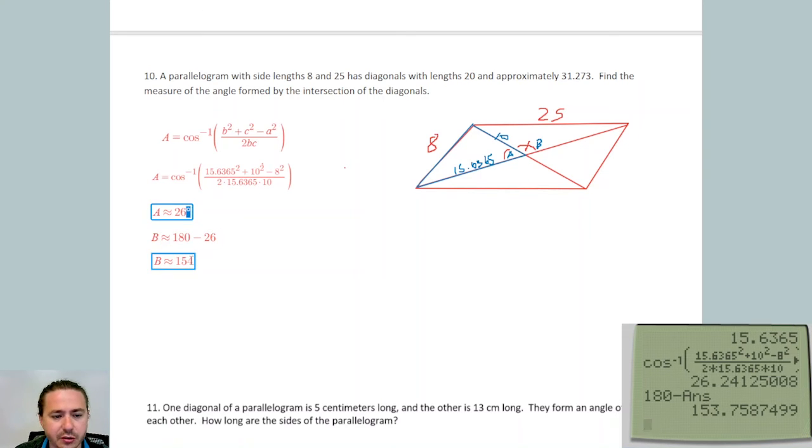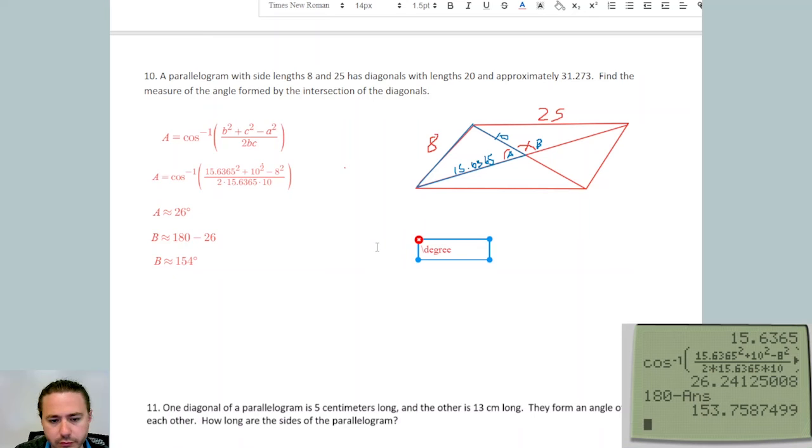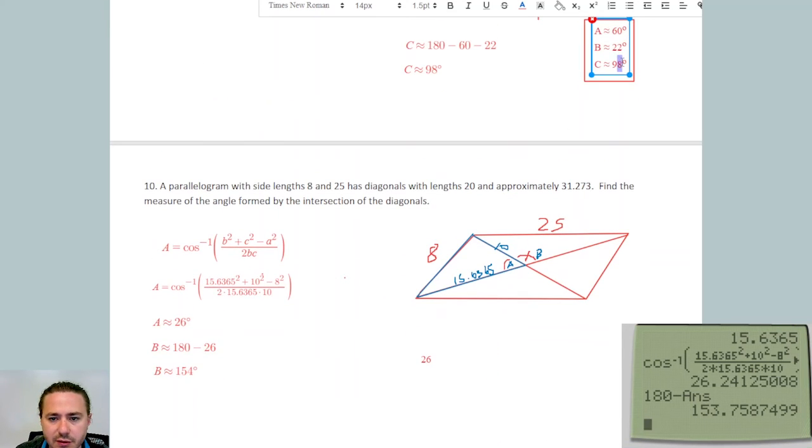You're just going to sketch your parallelogram and identify what angle you're trying to look for. In this case, I'll report both of them back. My answer here is going to be 26 degrees. Oops. 26 degrees. I'll just steal this.